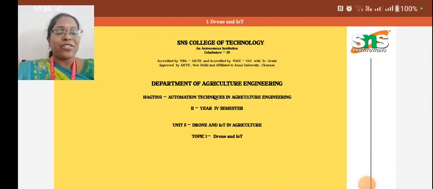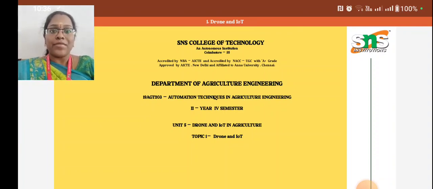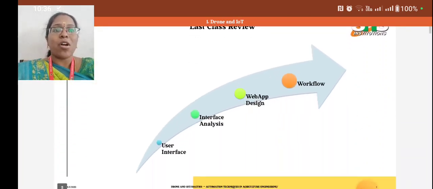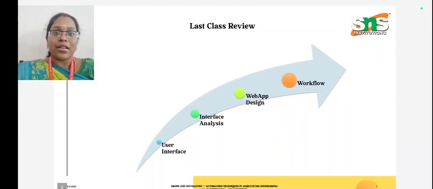Today's topic will be drones and IoT, under the unit Drones and IoT in Agriculture Engineering. This is the topic which I have picked from the subject Automation Techniques in Agriculture Engineering. Before going into the session, I'd like to have a small recap of the previous topic, that is user interface analysis under unit 4.